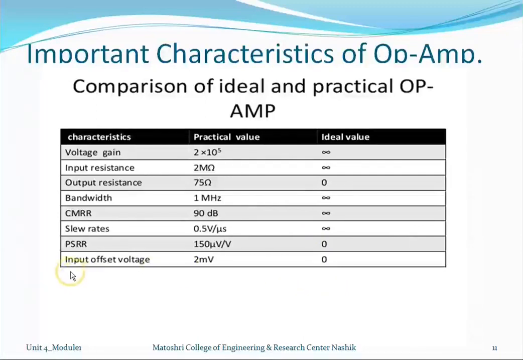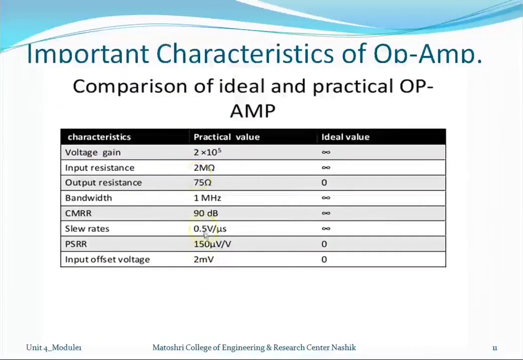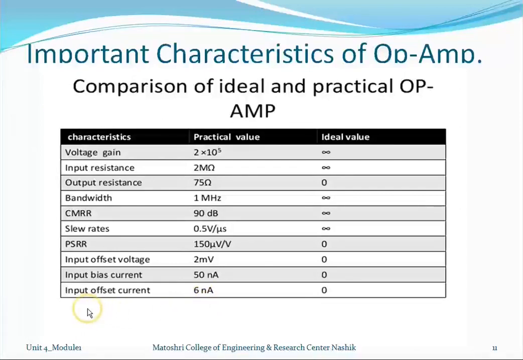Then the next one is the input offset voltage. The input offset voltage ideally is required to be 0, but practically it's 2 millivolt. Input bias current ideally is required to be 0, but practically 50 nanoampere bias current flows through the op-amp. Input offset current ideally is required to be 0, but practically it's 6 nanoampere flowing through the op-amp.